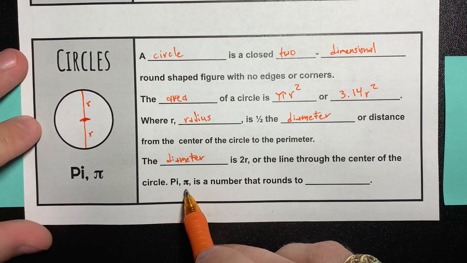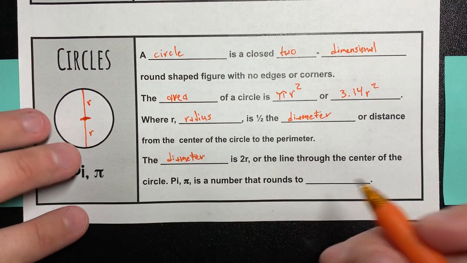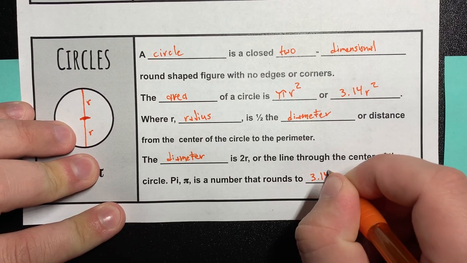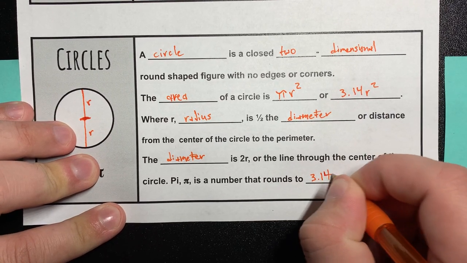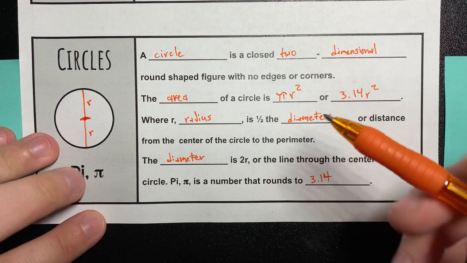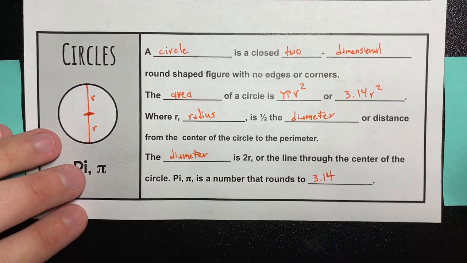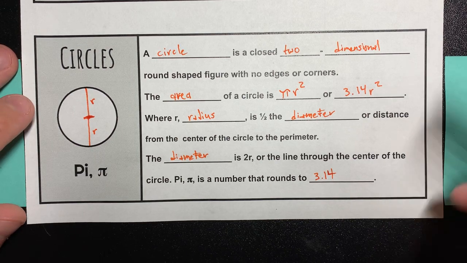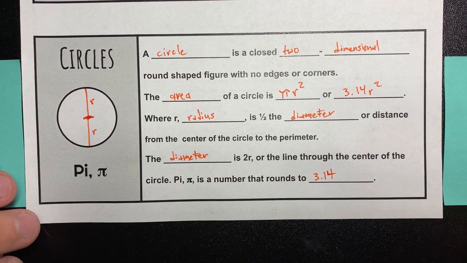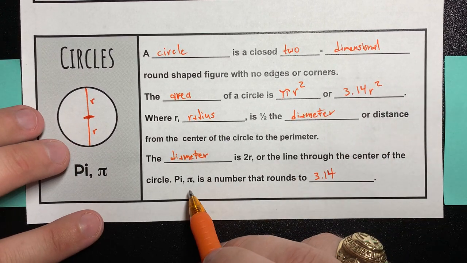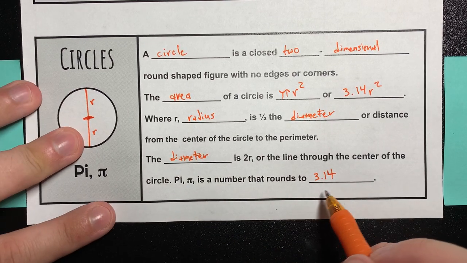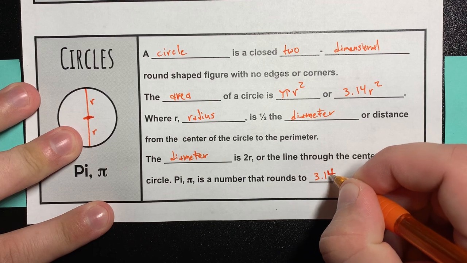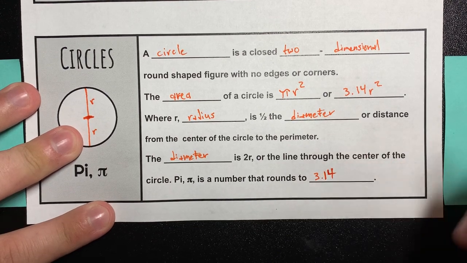Pi, symbolized by this symbol for pi, is a number that rounds to 3.14. So typically, whenever we are looking for an answer using the area of a circle, you might keep your answer as, say, 4 pi, or you might multiply 4 times pi by using this number here, 3.14, to get a more clear answer.